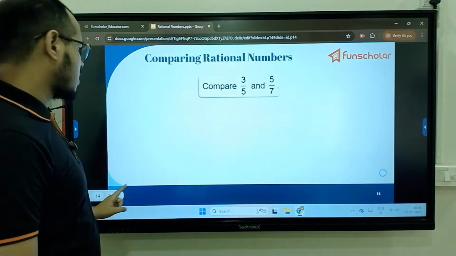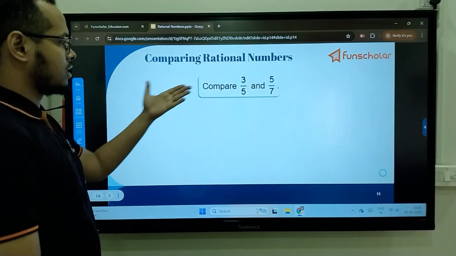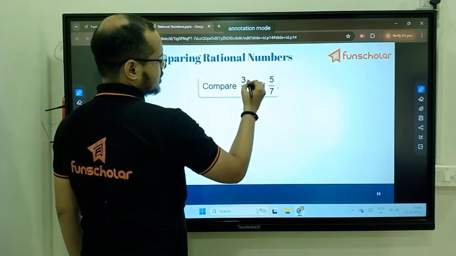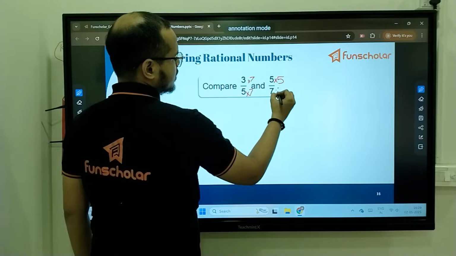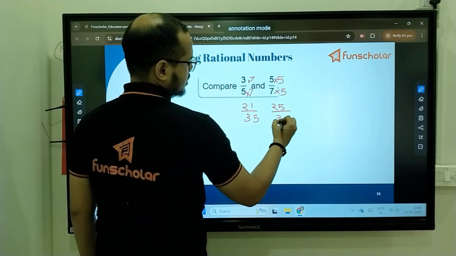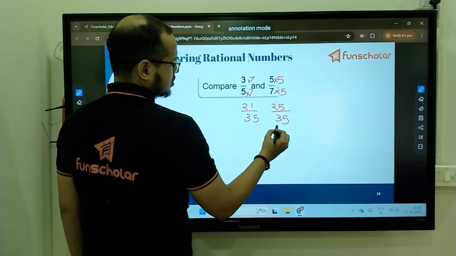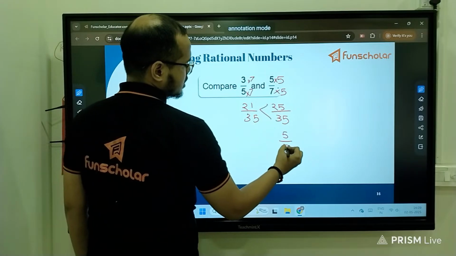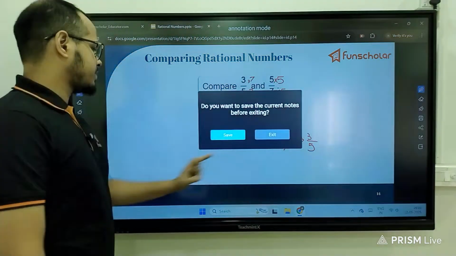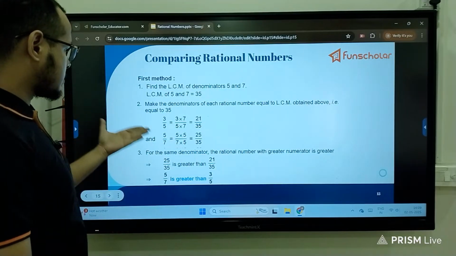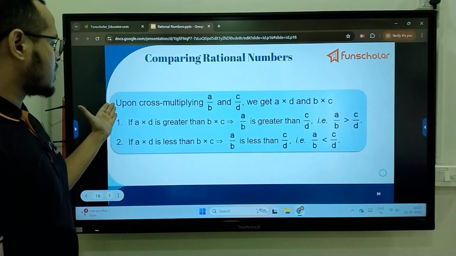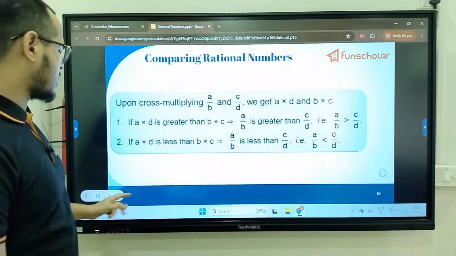In this particular case there is no negative sign. Same thing, multiplying by 7 and 5, so 21 by 35 and 25 by 35. So 25 is greater, that means 5 by 7 is greater than 3 by 5. That's it. Next, all the things are the same. Upon cross multiplying, we get the same thing. That is what is asked here.